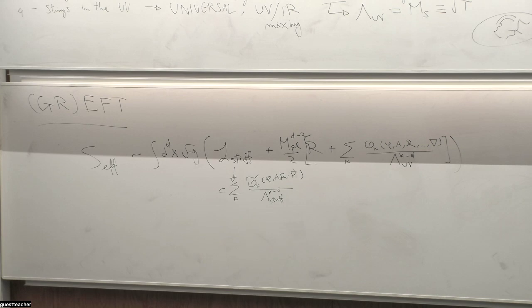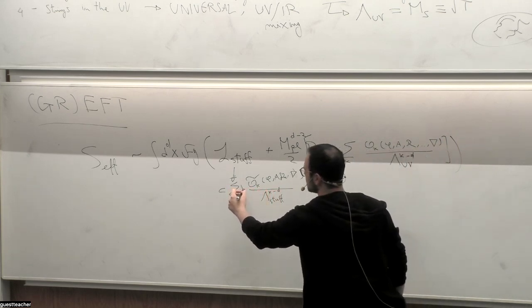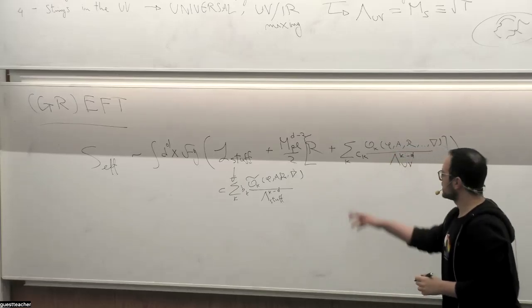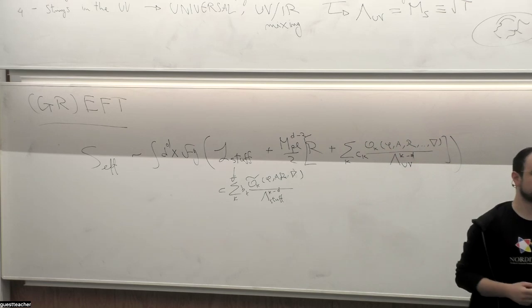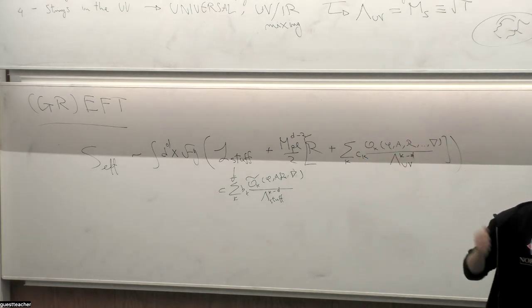Okay, good. So, of course, these guys will be weighed by some Wilson coefficients, right? And these Wilson coefficients, of course, can depend on scalar fields. For example, you can shift the dependence of scalar fields in the Wilson coefficients if you like.